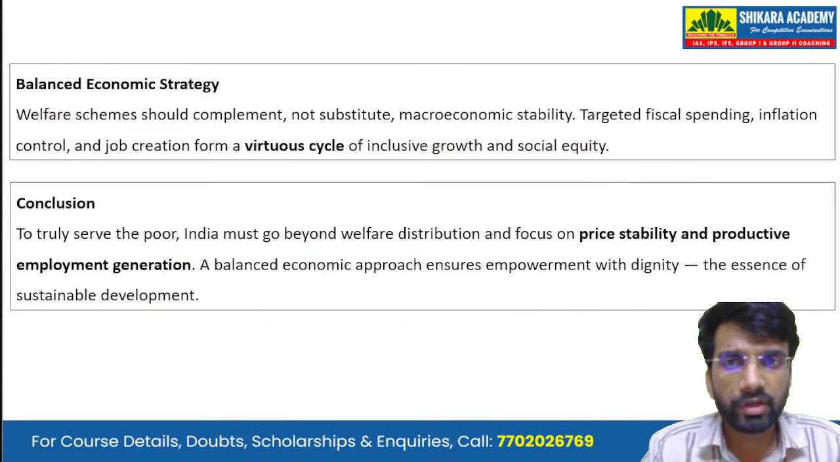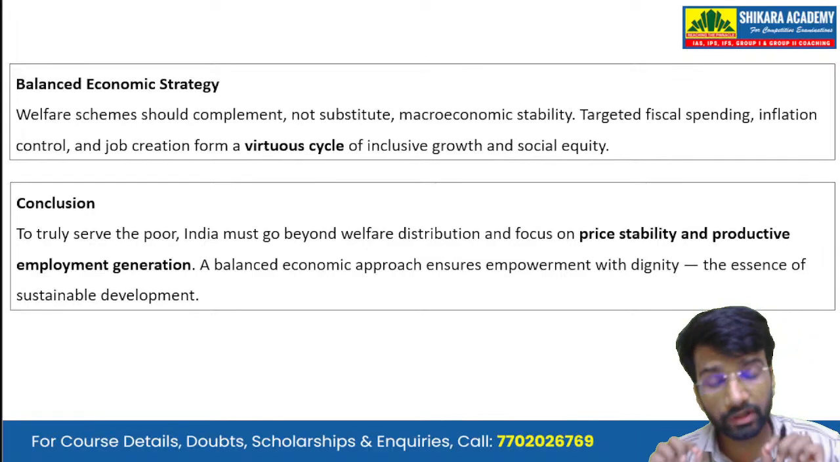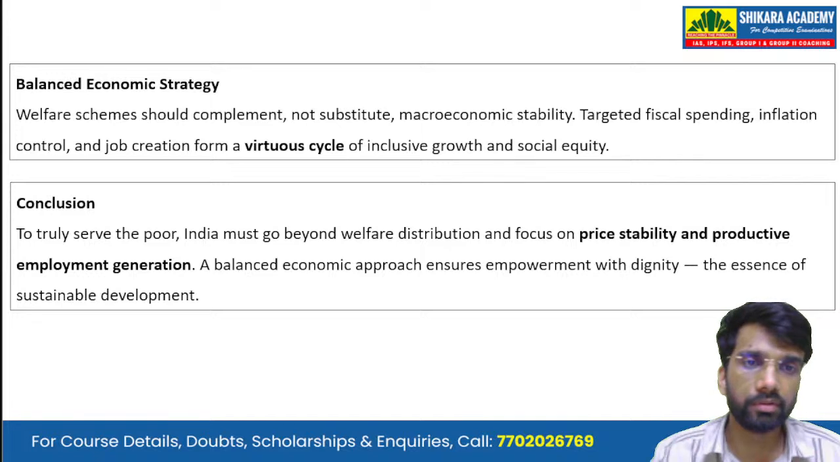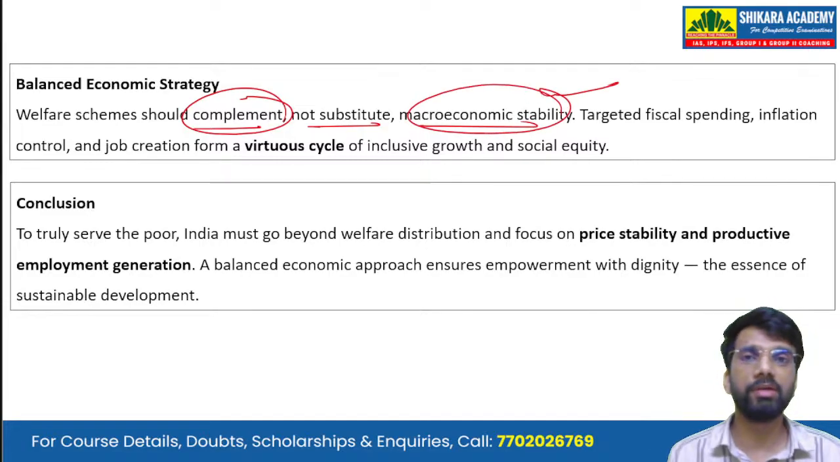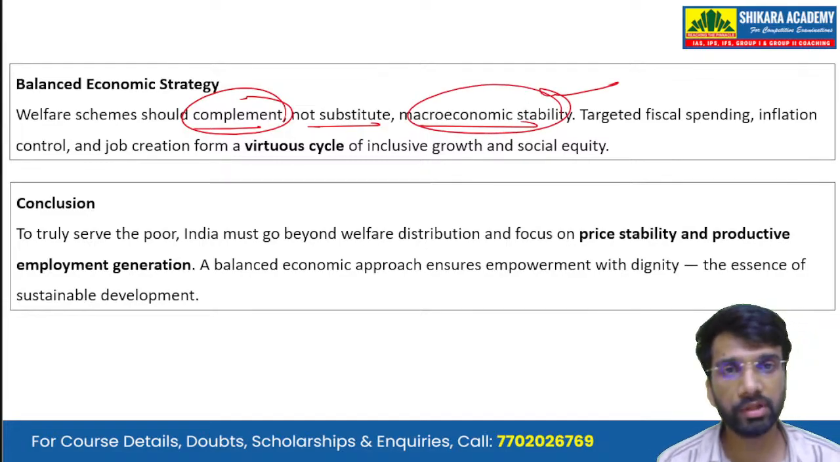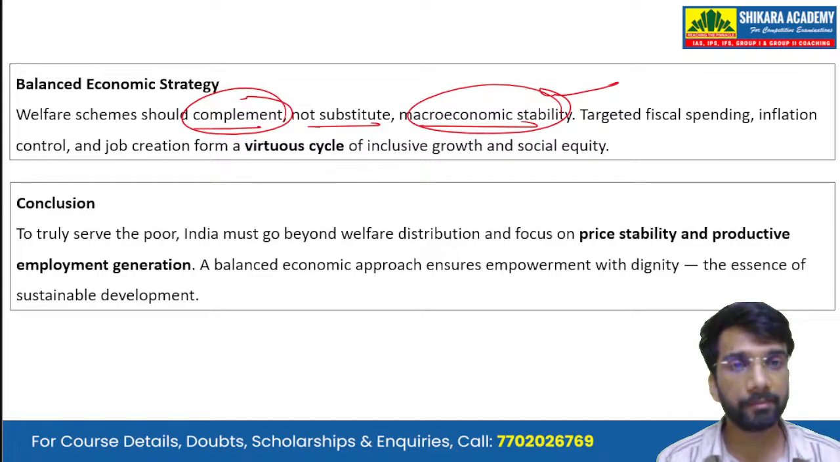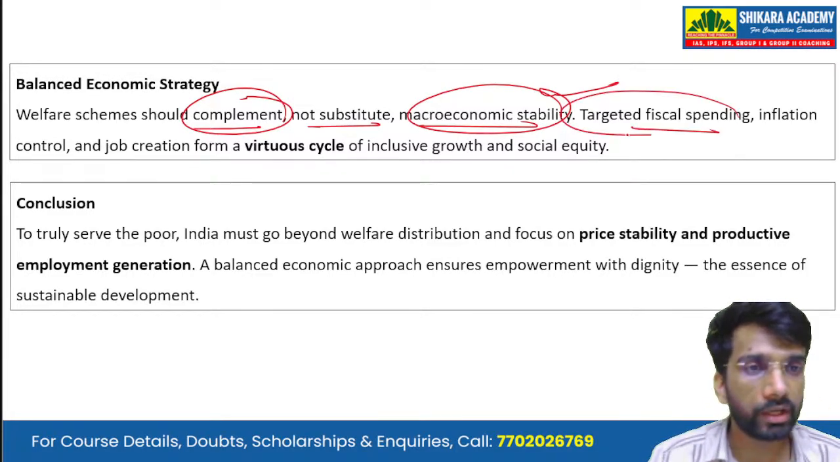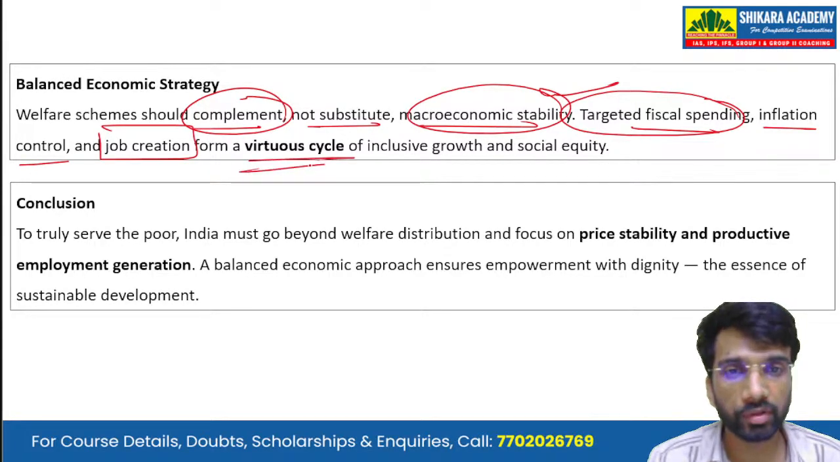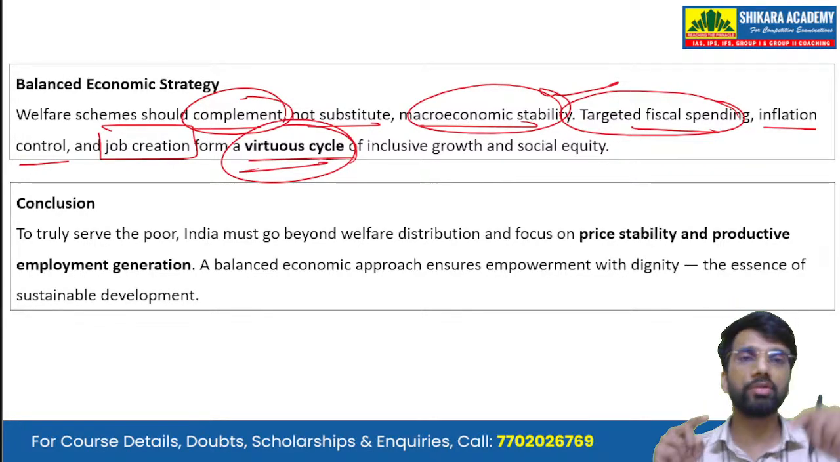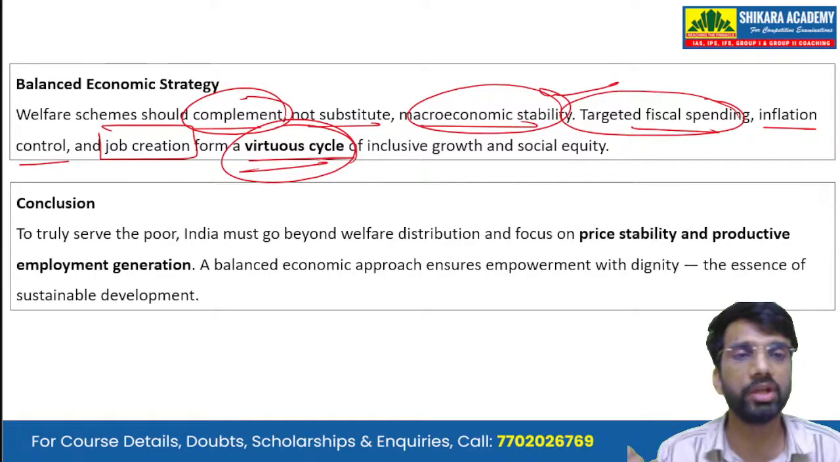Then in conclusion, we can write about a balanced economic strategy. The welfare schemes should complement, not substitute, macroeconomic stability. And the government should aim for targeted fiscal spending, inflation control and job creation to form a virtuous cycle. There should be a virtuous cycle of inclusive growth and social equity.